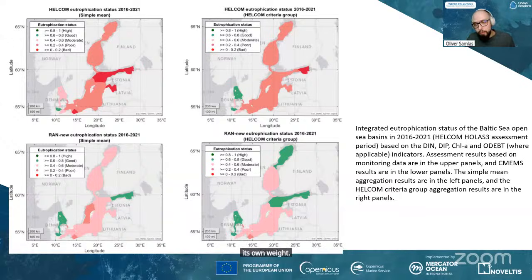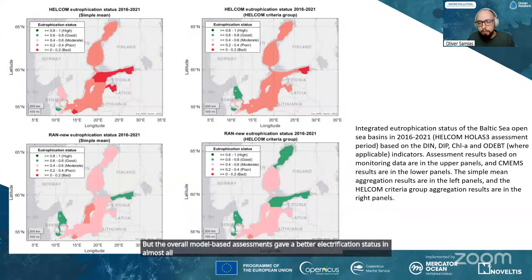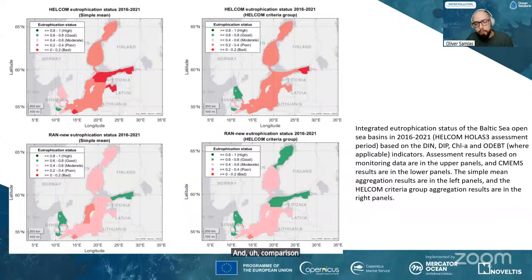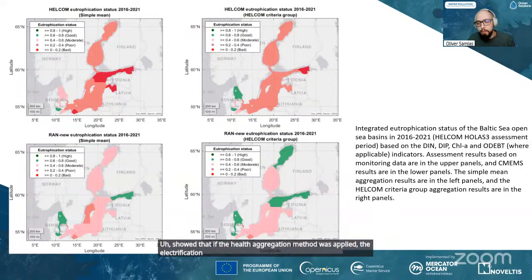And when doing that, we found that primarily poor eutrophication status was found in all of the basins. But overall, model-based assessments gave a better eutrophication status in almost all basins compared to the HELCOM results. And the comparison of the two applied aggregation methods showed that if the HELCOM aggregation method was applied, the eutrophication status assessment actually improved in multiple basins.